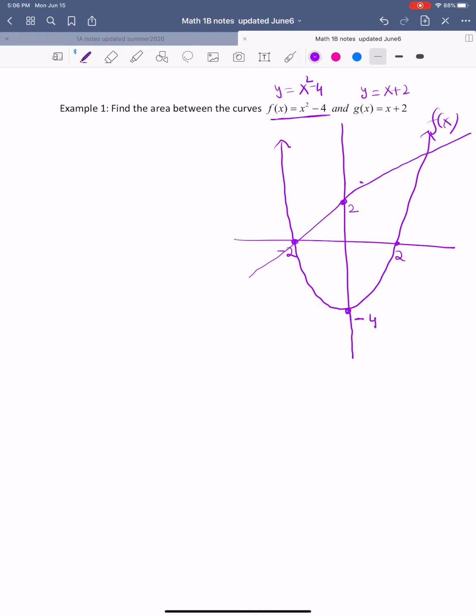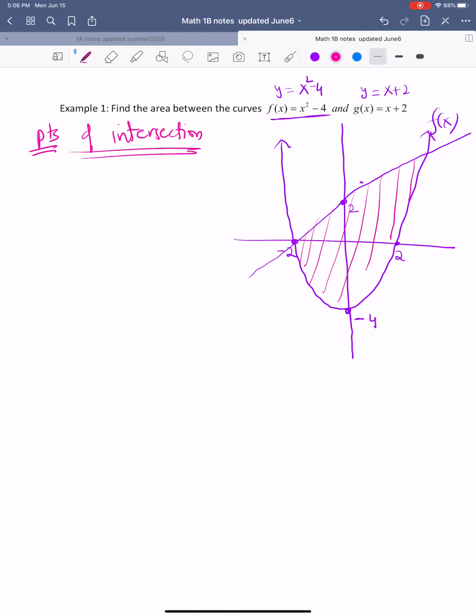Okay, so here's my graph, and here's the area between the two curves that we're looking for. Okay, cool. So I do need to find the points of intersection. After I graph, I want to find points of intersection. I can clearly see I do have a top curve and a bottom curve.